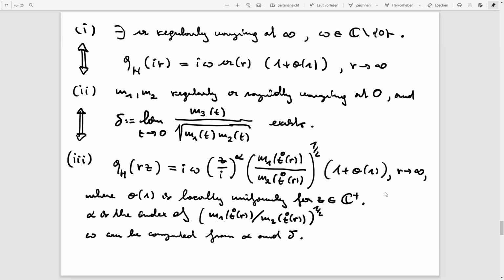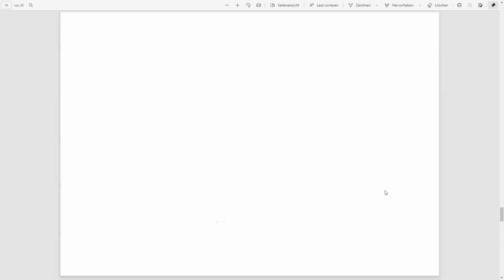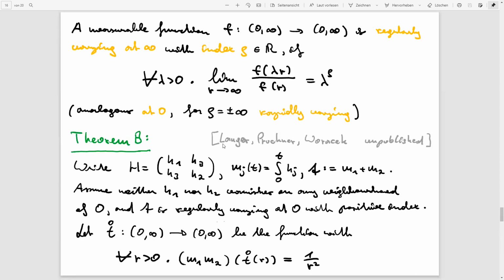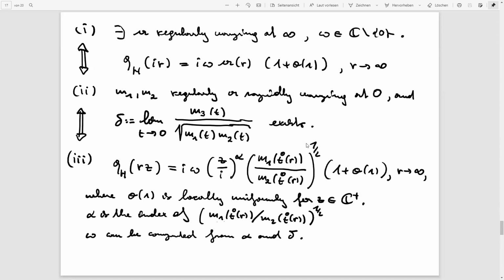Looks like this. Maybe I should say that this is work together with Matthias Lange and Raphael Bruckner. It is unpublished. There will be an arXiv version, hopefully very soon, but up to now it is not really available. It's more or less finished.